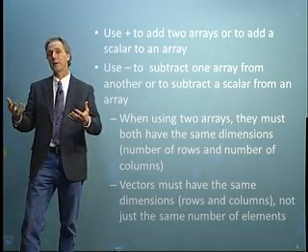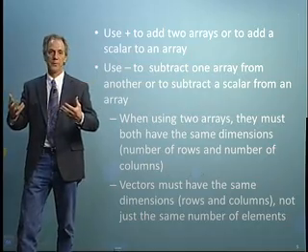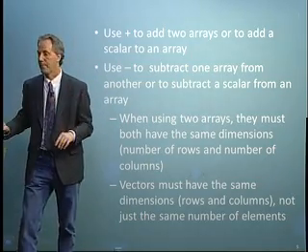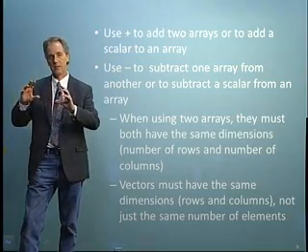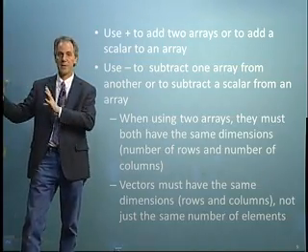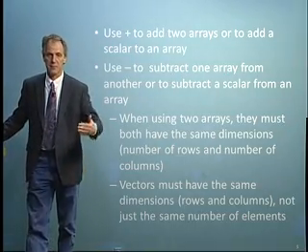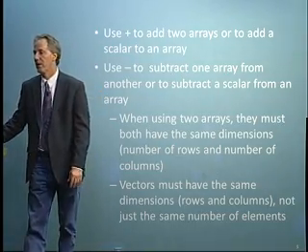But if you have two arrays, then the only way you can do addition or subtraction is if they have the exact same size and shape. So keep that in mind. You can't add, say, a list of numbers to a table of numbers. That doesn't mean anything, regardless of whether you're doing array mathematics or matrix mathematics.